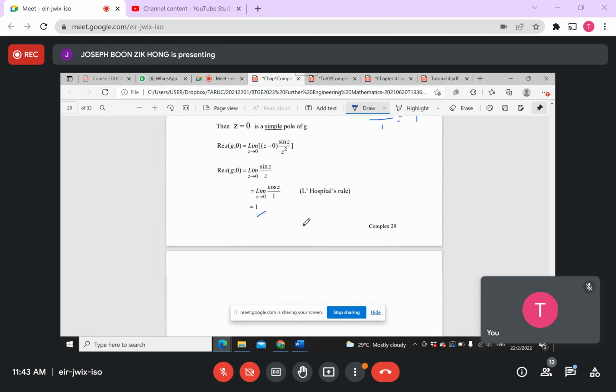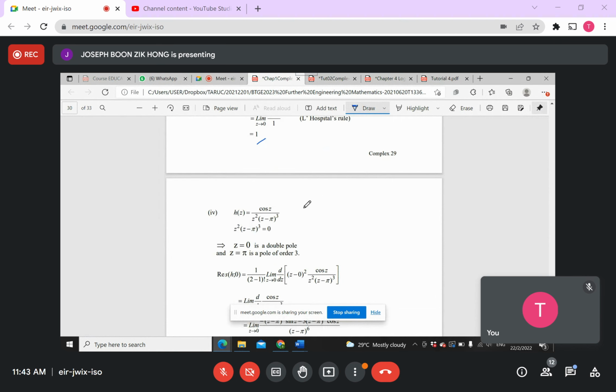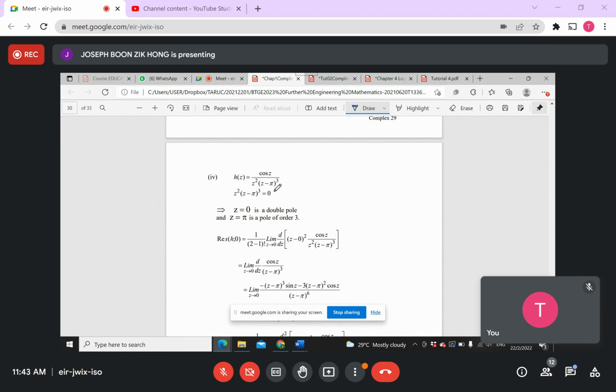Okay, so I'll continue again. This one is cos z divided by z squared and then z minus pi. Now I have two poles here. One is z squared equal to 0, so z equal to 0, and because it's power of 2, this is a double pole. Then z minus pi, so z equal to pi, this is a pole of order 3.